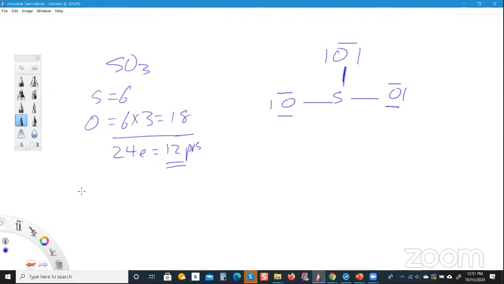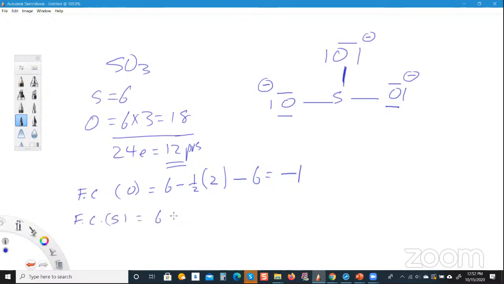All right. So the next step would be the formal charges. So in the case of oxygen, the formal charge would be equal to the group number, which is 6, minus half of 2, minus 6. So this gives you minus 1. So each oxygen is going to have a minus 1 charge. And then we do the same thing with the sulfur, which would be 6 minus half of 6 minus 0, because there are no lone pairs on the sulfur. So that's why we have the 0 here. So when we work this out, you're going to get plus 3 here.